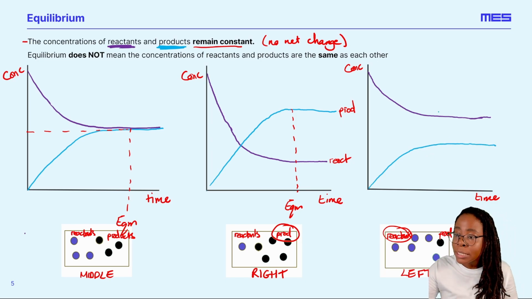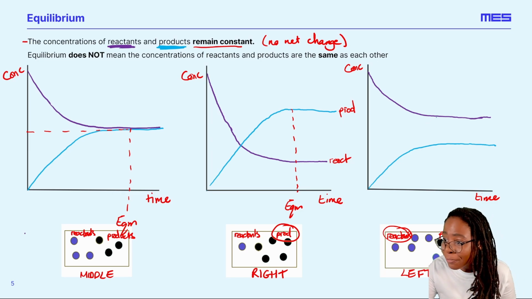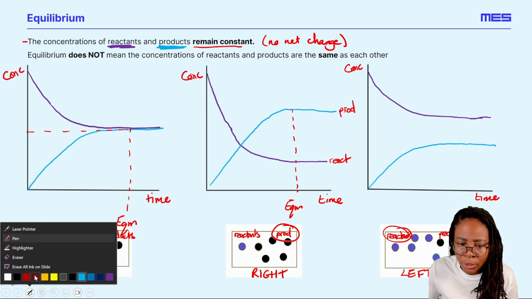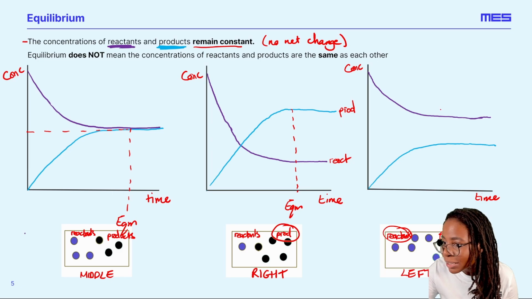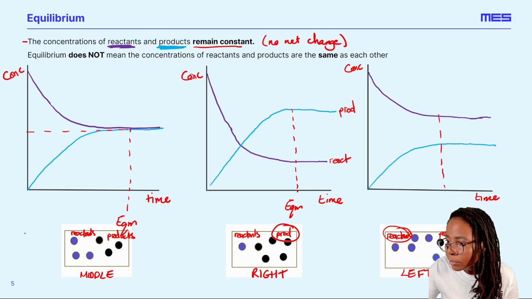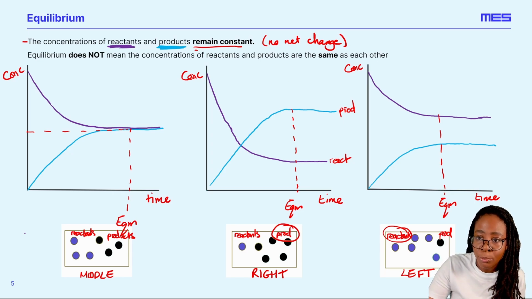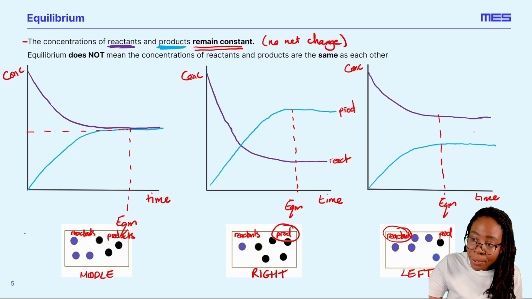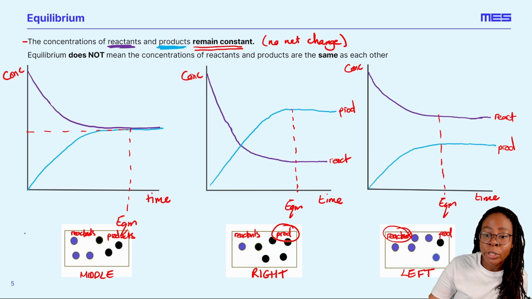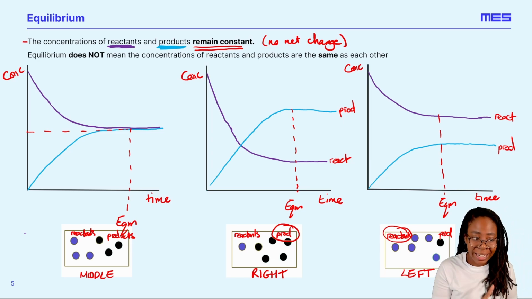Now, once both of these curves have plateaued, once they're flat or horizontal, so let's say that's around here, then we can say that this system has reached equilibrium because the concentrations of the reactants and products are now remaining constant. They are no longer changing. It just so happens that at equilibrium for this example, there is a greater concentration of reactants than there are products. And so our equilibrium position is over towards the left.